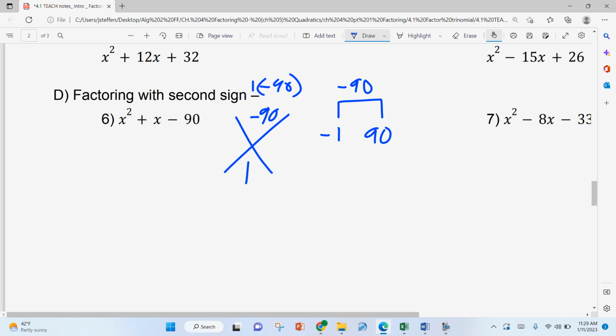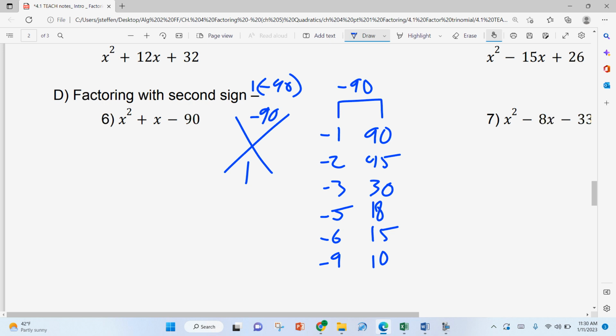Now, negative 1 times positive 90 is negative 90. Negative 2 times 45 is negative 90. Negative 3 times 30 is negative 90. I don't think 4 works. Negative 5 times 18 is negative 90. Negative 6 times 15 is negative 90. 7 doesn't work, 8 doesn't work, 9 works. So negative 9 and 10.